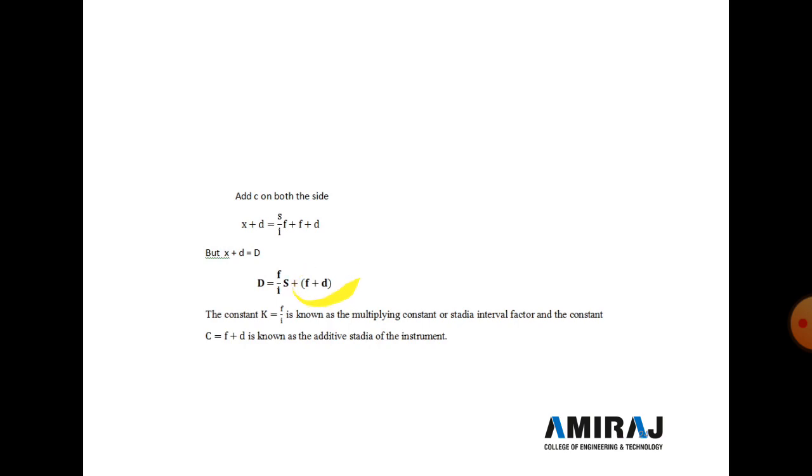F plus d is a constant value c. So we put the constant value c, and we take k is equal to f upon i. So these two values, f upon i is equal to k, and f plus d is equal to c, we put in this equation. So we get the final equation, d is equal to ks plus c. Clear? So it's the final horizontal distance equation when the line of sight is horizontal and staff is vertical.